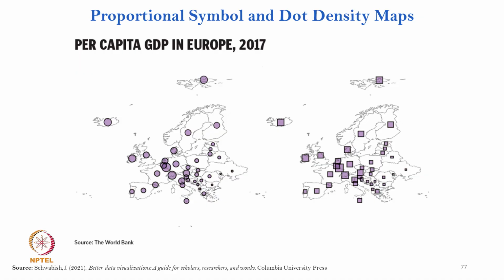Here we have an example of per capita GDP in Europe. We can see how dots have been used to identify the per capita GDP in Europe. You have box-shaped dots here and circle-shaped dots here. These dots also depend upon size. If the dots are bigger, the per capita GDP of the countries is higher. If the dots are smaller, the per capita GDP of the countries is very low.